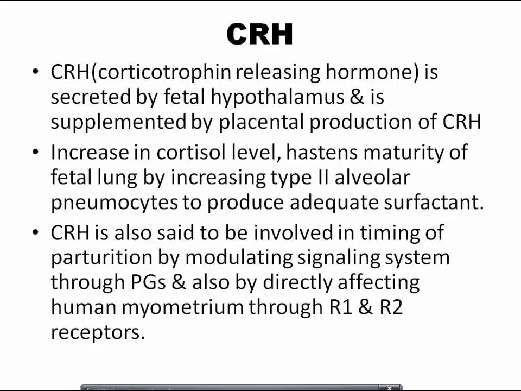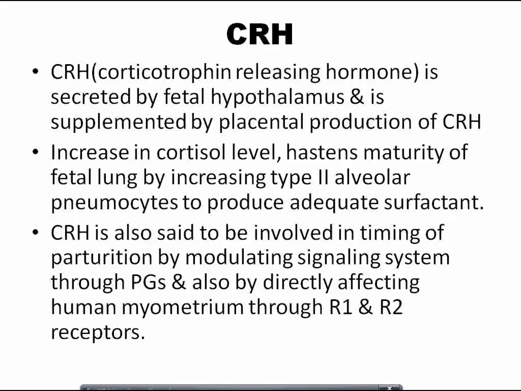Now, corticotropin releasing hormone is another very important hormone secreted by the fetal hypothalamus and supplemented by placental CRH. Now, as we all know, this cortisol level hastens the fetal lung maturity by increasing type 2 alveolar cells, which have to produce adequate surfactant. Now, the fetus after birth, when the baby is born, has to breathe on its own. So this lung maturity is one of the very, very important factors for subsistence of the baby after birth.